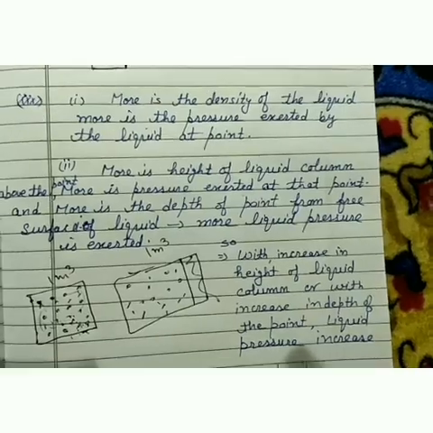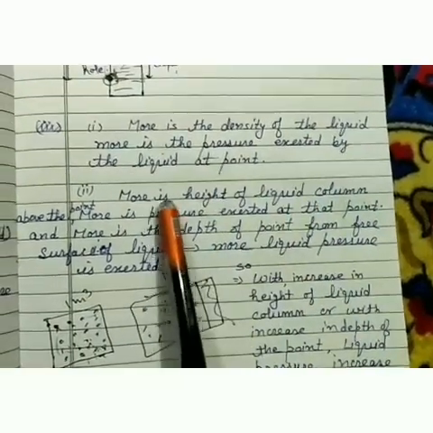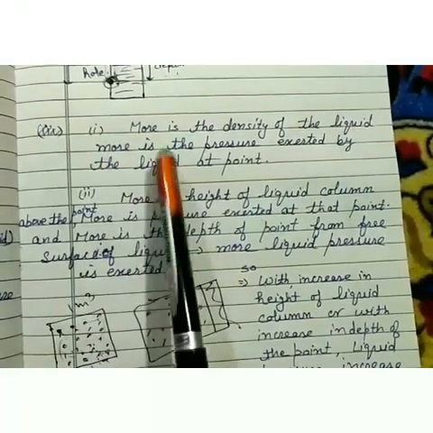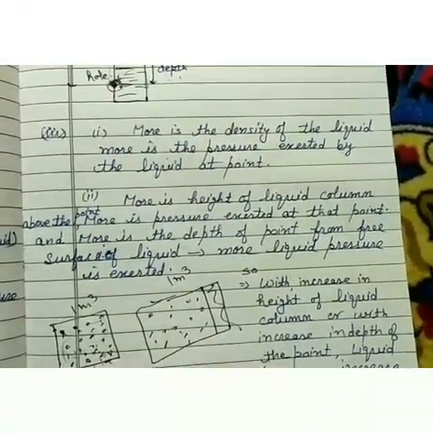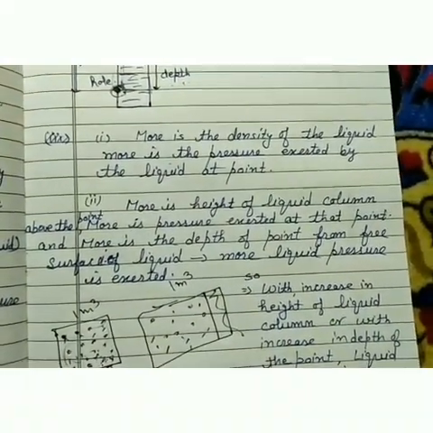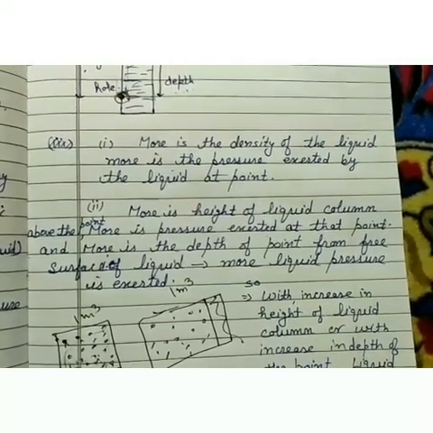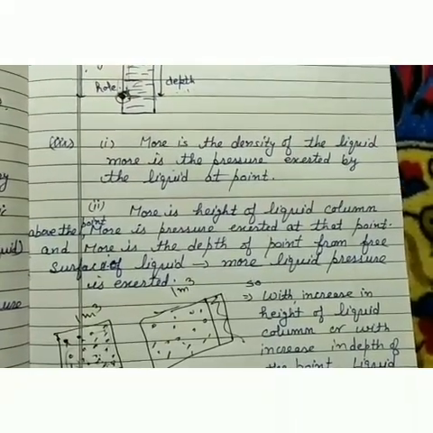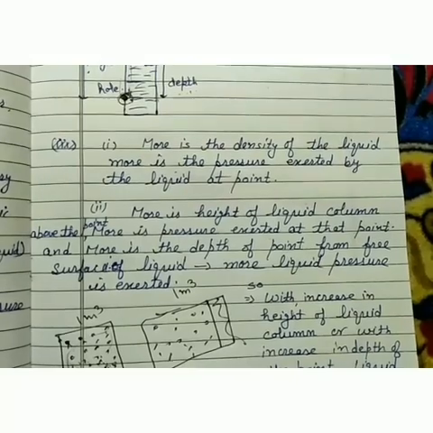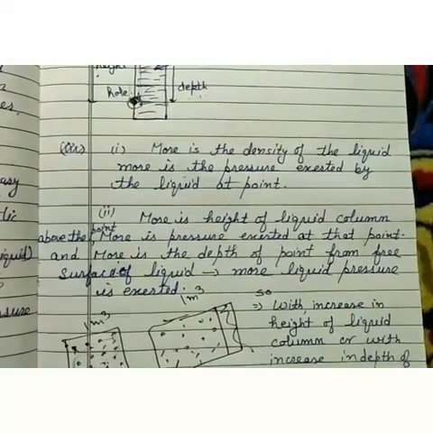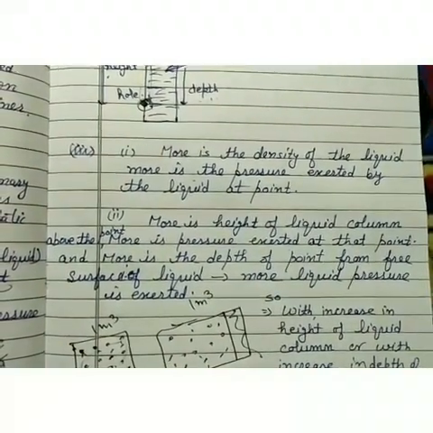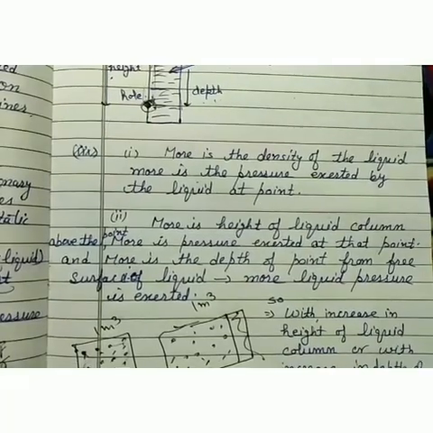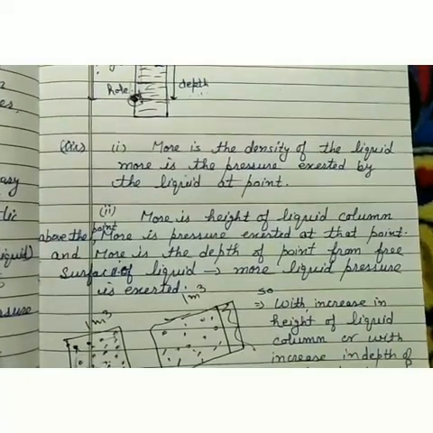So from the activities, it is clear to us that if more is the density of the liquid, then more is the pressure exerted by the liquid. It means that liquid pressure is directly proportional to the density of the liquid. It also shows that different liquids will exert different liquid pressure.